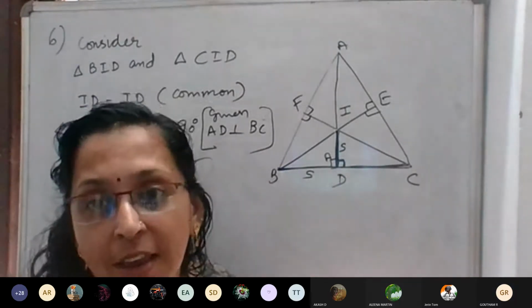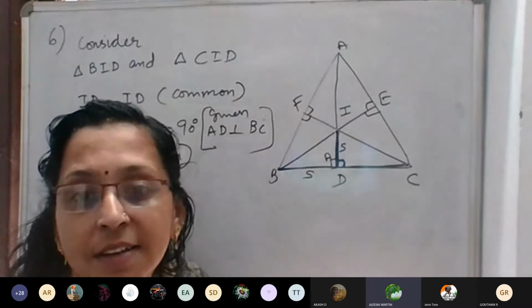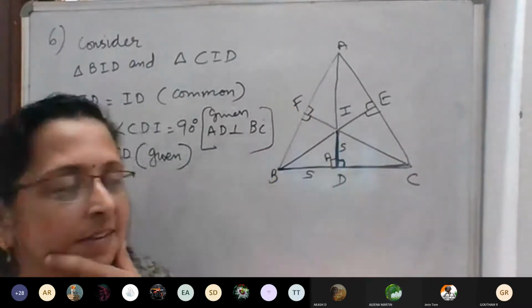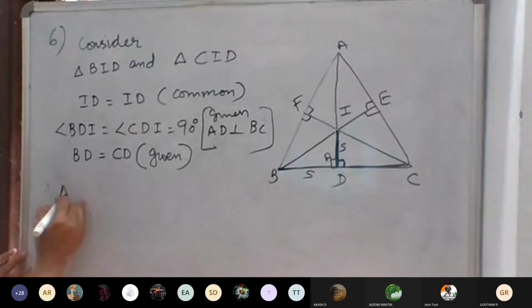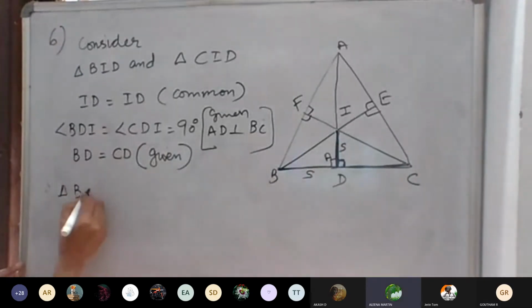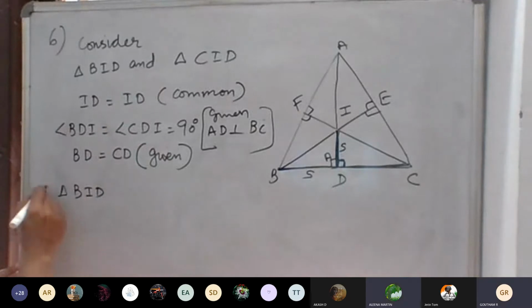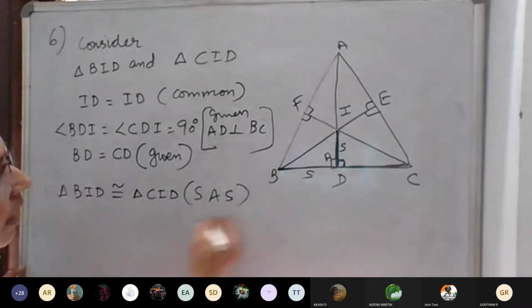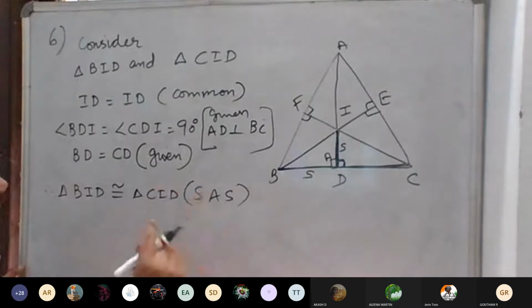You will ask why we can't say it directly. If I write the triangles there, then only you will say yes. Therefore, triangle BID is congruent to triangle CID by SAS. That means all the corresponding sides and all the angles are equal.